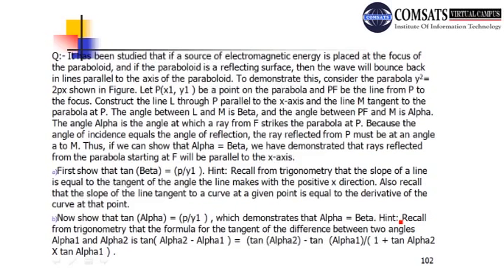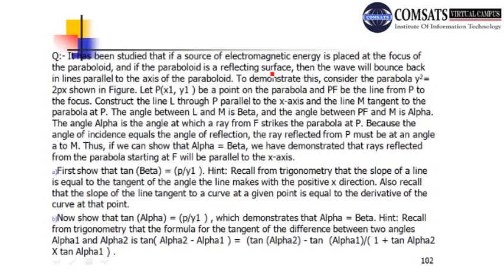So here we have a very long question, right? If a source of electromagnetic energy, because we use electromagnetic energy in order to transmit data from one point to another point when we have to rely on free space, is placed at the focus of the paraboloid, that is relevant to the dish or maybe satellite communication, is a reflecting surface.